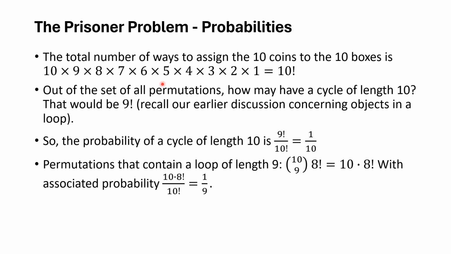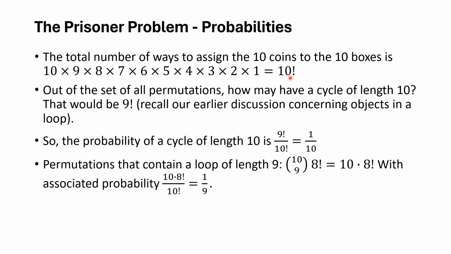We're going to compute the probability of failure. So once we do that, then the probability that the prisoners are successful is 1 minus the probability of failure. To do that, we first count the number of ways of putting the 10 coins in the 10 boxes, and that's 10 factorial. It's 10 times 9 times 8 all the way down to 1. So that's the total number of combinations, but we're interested in which ones are cycles.